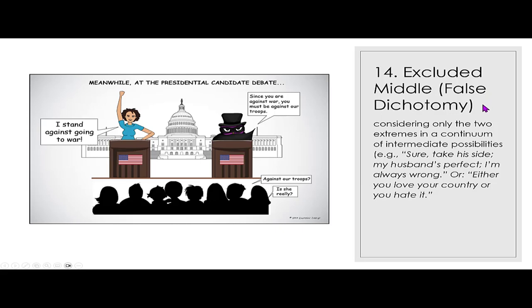Creating a false dichotomy or having an excluded middle is number 14. So considering only the two extremes in a continuum of intermediate possibilities. Sure, take his side. My husband's perfect. I'm always wrong. Or either you love your country or you hate it, right? These are extremes in the argumentation or dichotomy, right? So there's a lot of middle ground that's being ignored or excluded from the conversation.